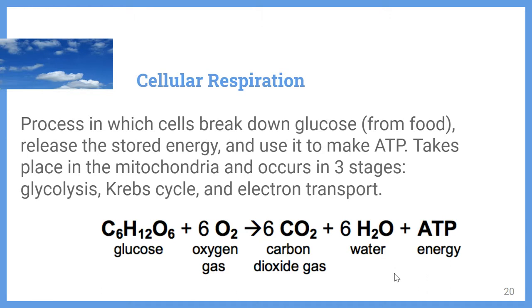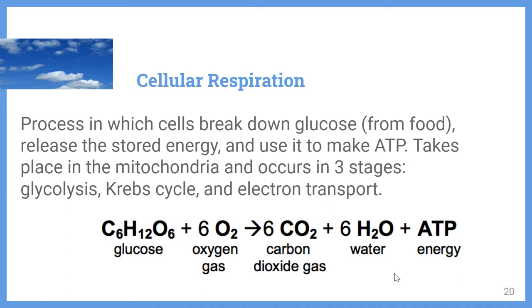But the important thing is that it's a basic thing of energy, it stores energy, and we get ours from the food that we eat. So our cells break down glucose from the food that you eat, and it releases the stored energy and uses it to make ATP. The other thing to note is that it takes place in the mitochondria.